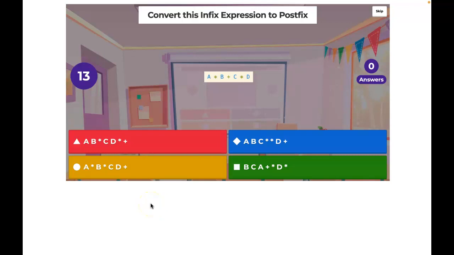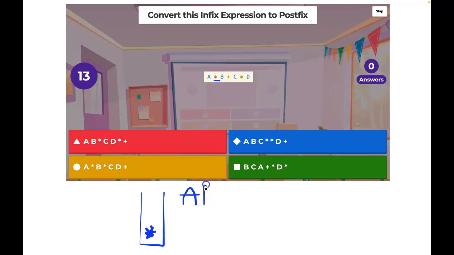So this question is asking how to convert this infix expression to postfix. And so the best way to do this is by using a stack again. And as I mentioned before, our operands will not be put in the stack, but our operators will be. And so that's something important to know. So we're going to start by having A. And then because we have an operator, we're going to push that into our stack.